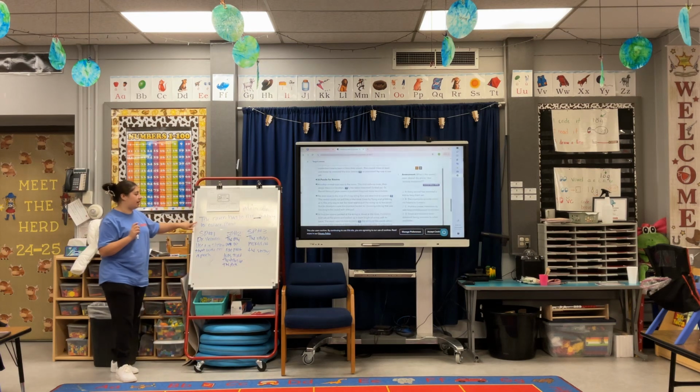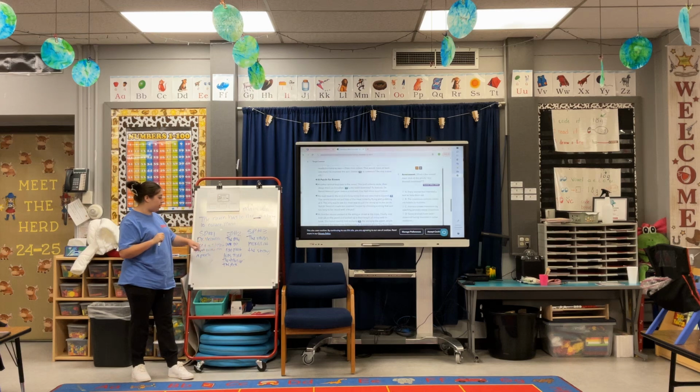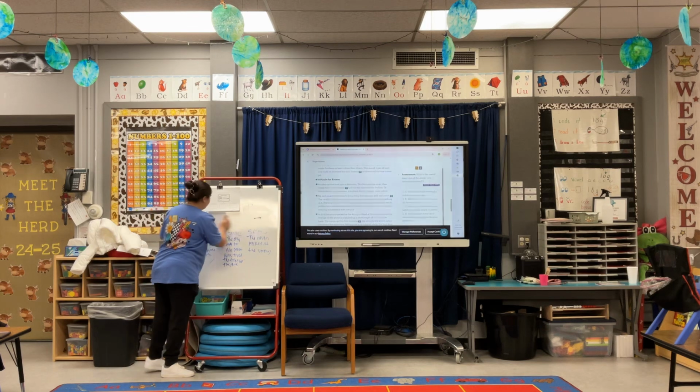Main idea: the raven had to use a string to collect meat. A supporting detail: Dr. Heinrich used a string that was on a perch. Supporting detail number 2: the only way to eat meat was to pull the string up to the perch. And supporting detail number 3 is the raven pecked at the string. That was good. All right, good job, everyone.